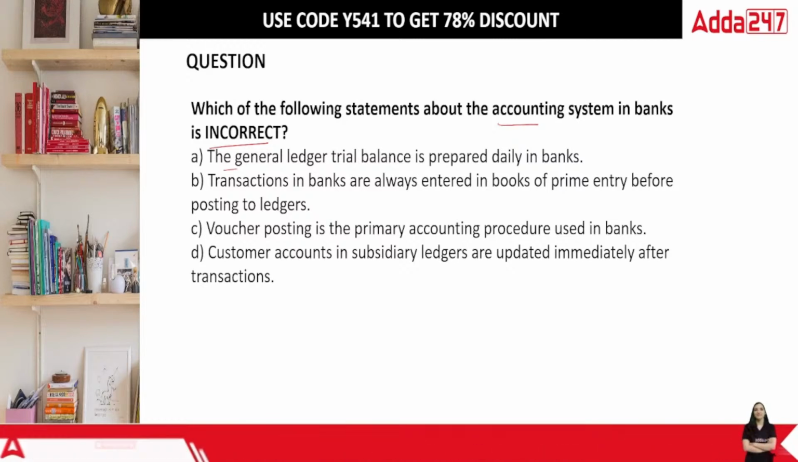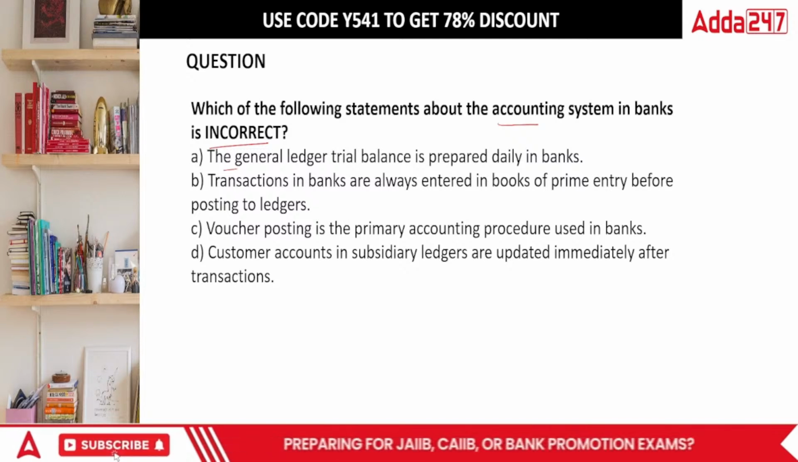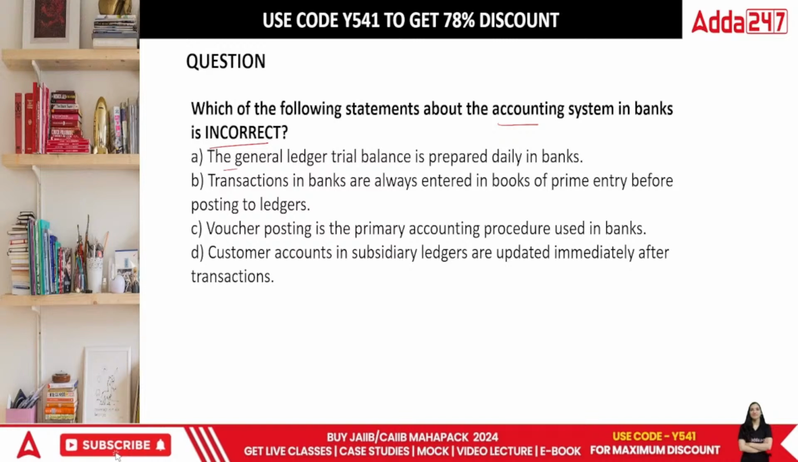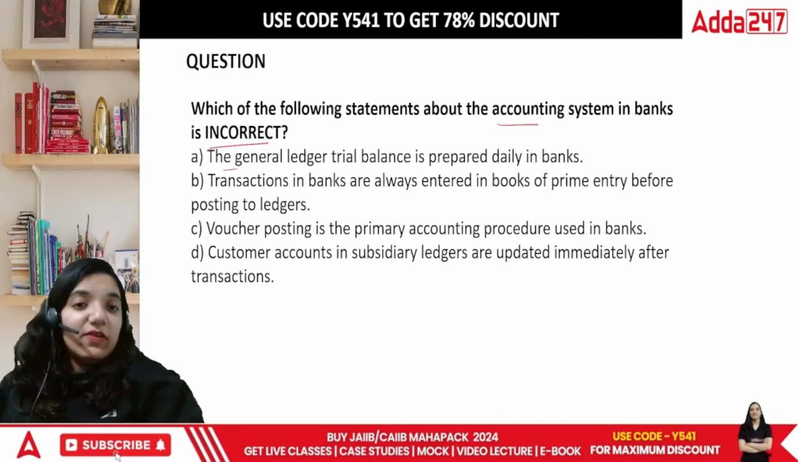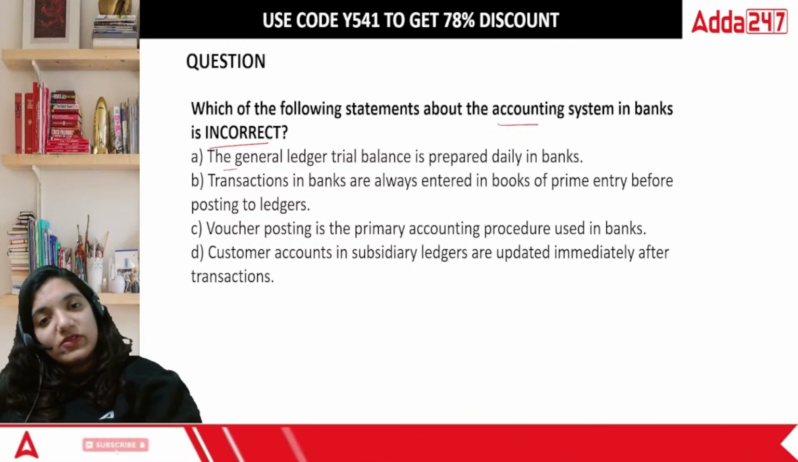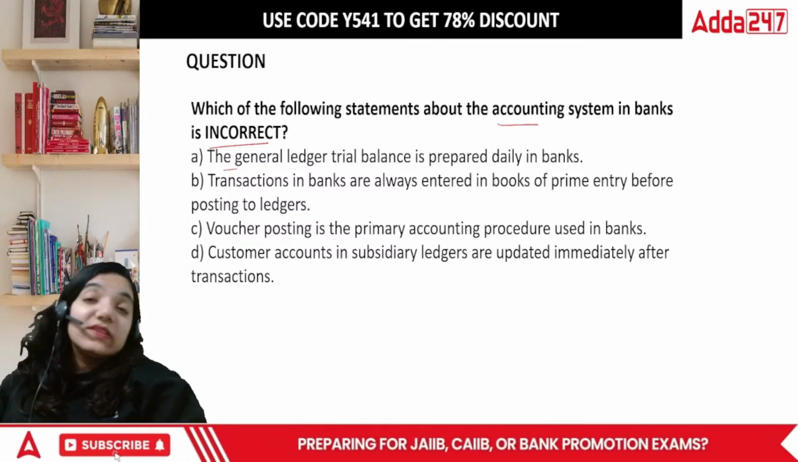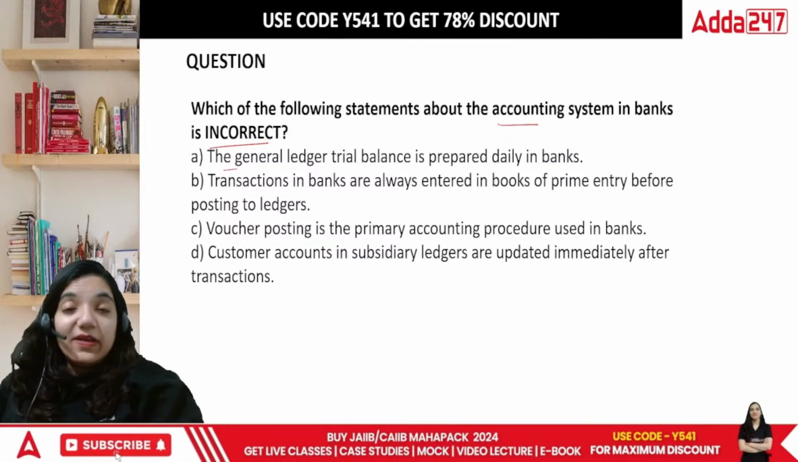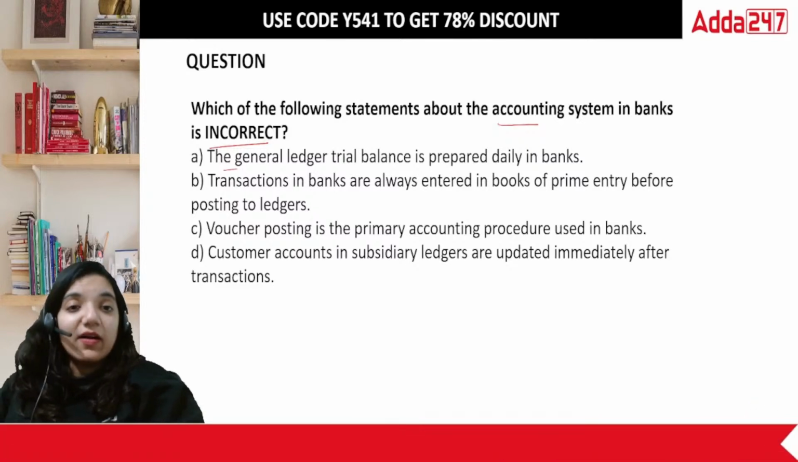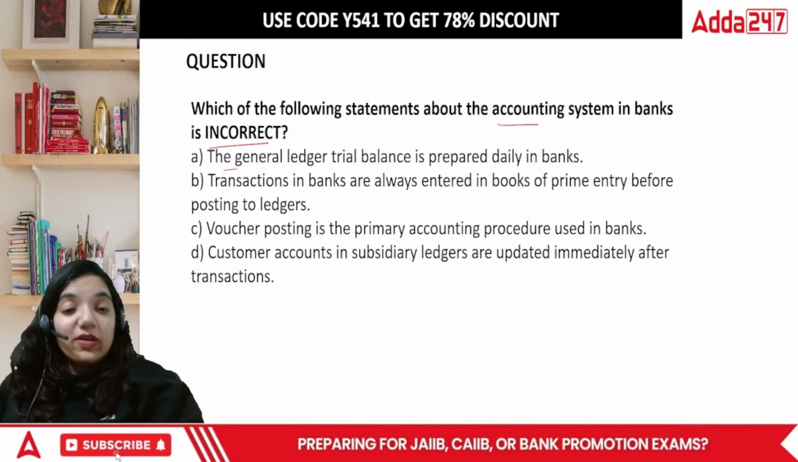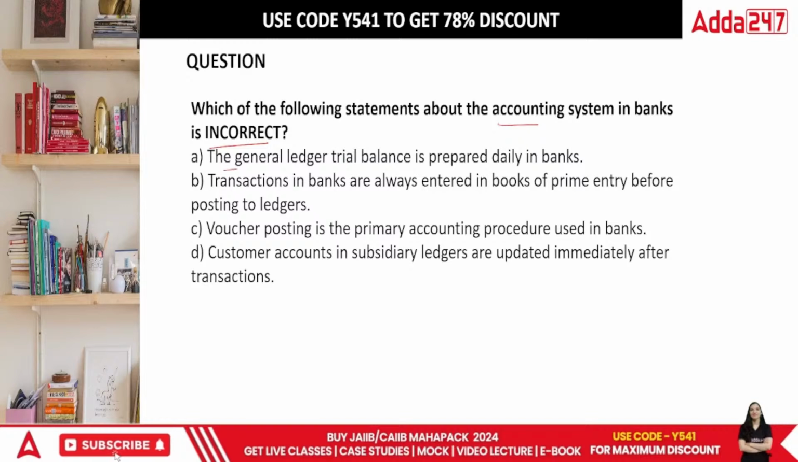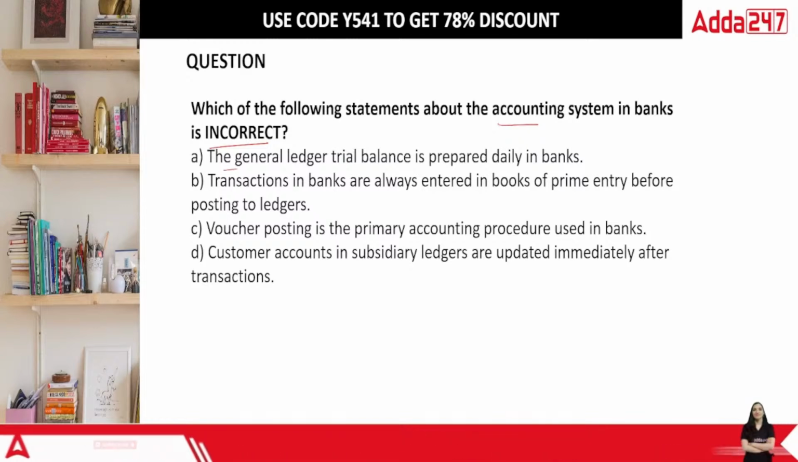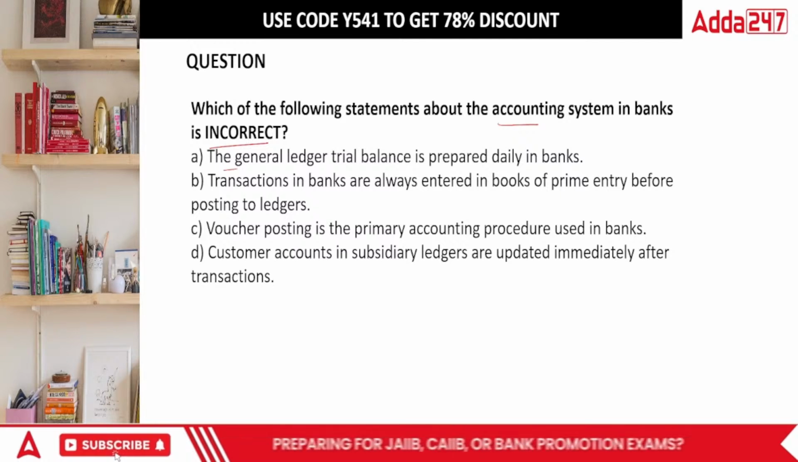Then transactions in the banks are always entered in the books of prime entry before posting to the ledgers. See, if we talk about that, partner, whenever a transaction is being done, the transaction first of all goes into my personal bank account and only then into the general ledger, because compilation would be done. But in any case, my bank account has to be credited or debited first of all. Only then is it worth moving on. You should record these things in your books of accounts first.